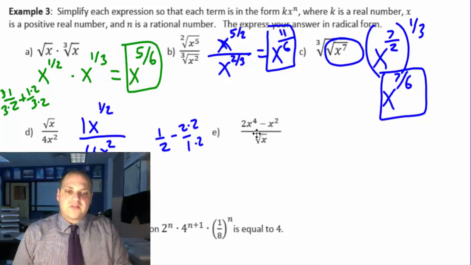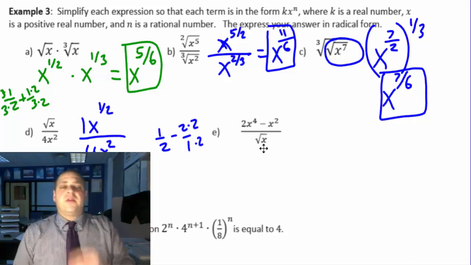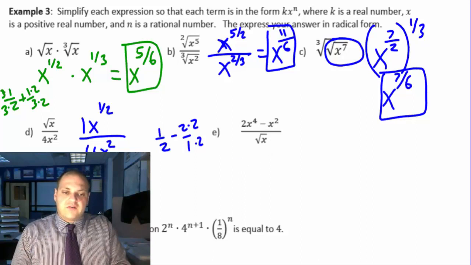And then we have 2x to the 4th minus x squared over radical x. Now, remember, this is kind of like distributing a division. This radical x goes into both. So this can be written as 2x to the 4th over, this is x to the 1/2.